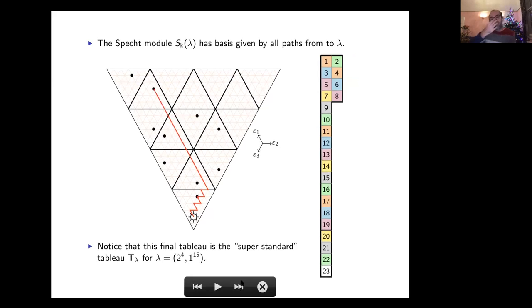And so in fact, what you're seeing here is these nice reflections give you homomorphisms between these different modules, given by mapping tableaux or paths to each other. And all the colors match up nicely.